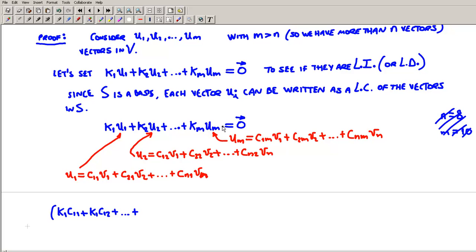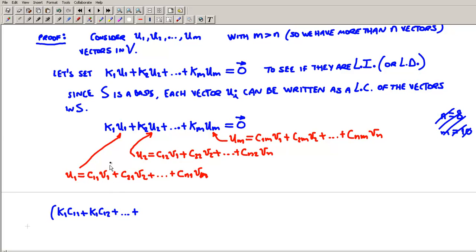So I'm going to have a huge sum, and that sum is equal to 0. Let's see what happens if I squeeze this in here. Then k1 will multiply this whole thing, the whole expression for u1. So it will be k1 times this term, k1 times this second term. And if I put the second expression in here, k2 will be multiplied by this whole thing, and so on.